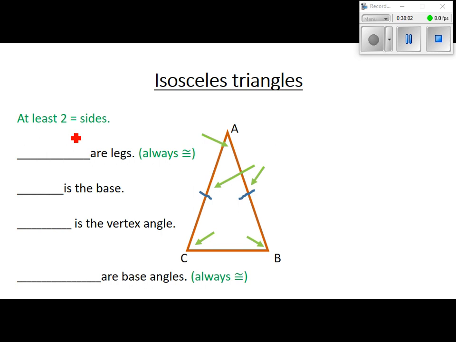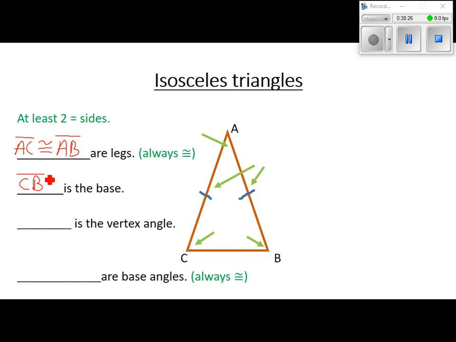So in an isosceles triangle, at least 2 sides are congruent. In this picture, which ones are the legs? Which 2 sides are the legs? This time it would be segment AC, which is congruent to segment AB. Those are the legs in that isosceles triangle. Which segment's the base? That would be segment CB or segment BC, whichever way you wanted to name it.